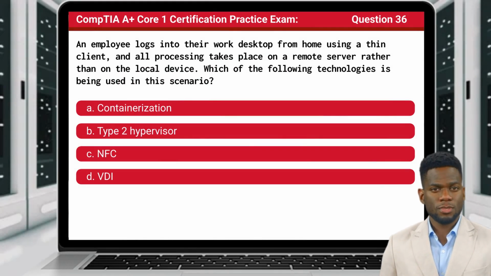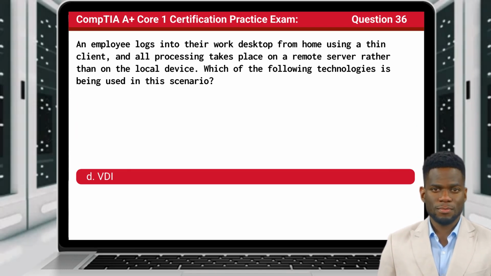Question 36. An employee logs into their work desktop from home using a thin client, and all processing takes place on a remote server rather than on the local device. Which of the following technologies is being used in this scenario? The answer is D. VDI.